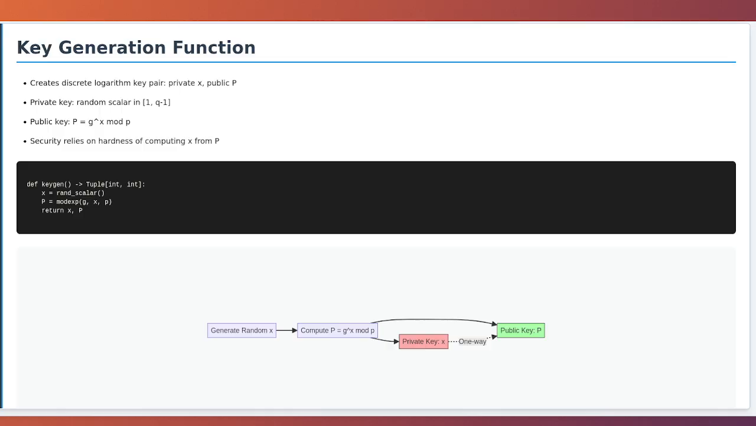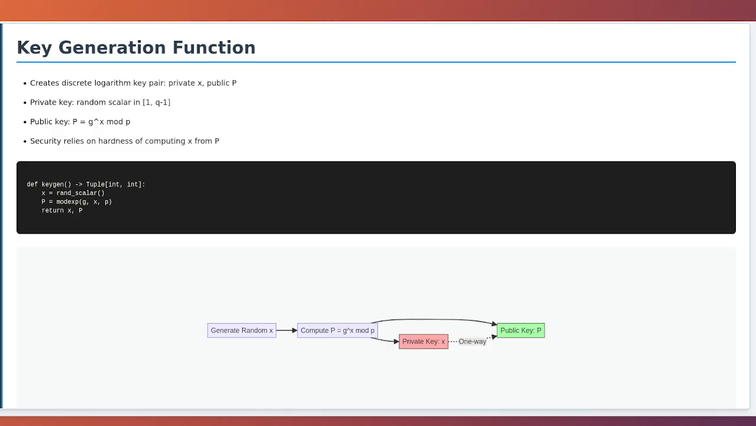The private key generation is straightforward. We call our rand_scalar function to get a random integer between 1 and q-1. This private key must be kept absolutely secret, as anyone who knows x can compute the corresponding public key and create signatures. The security of the entire system relies on the difficulty of computing x given only P, which is the discrete logarithm problem. The public key is computed as P equals g to the power x modulo p.